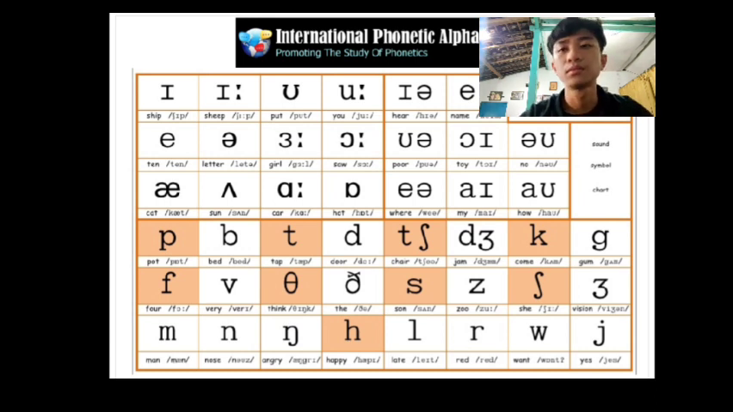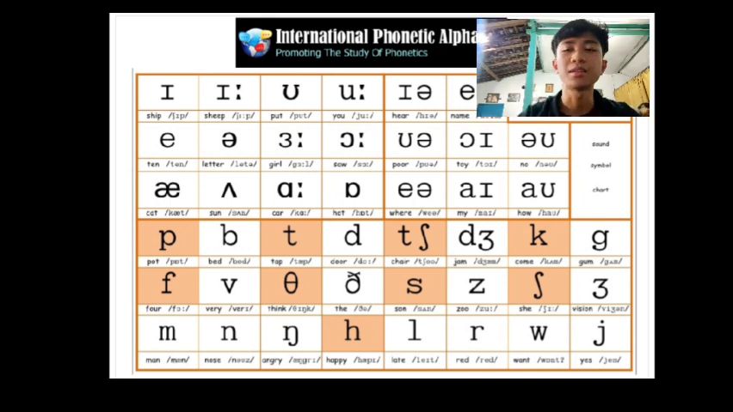Next, A, for example, cat. Okay, next short vowel A, for example, sun. The next, long vowel A, for example, car. Okay, the last for vowels, short vowel O, for example, hot.